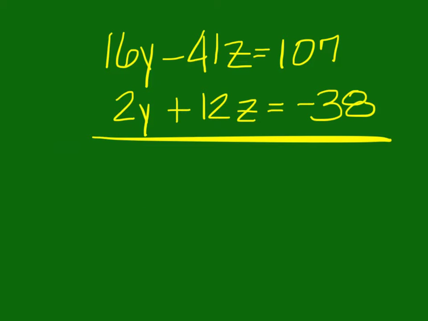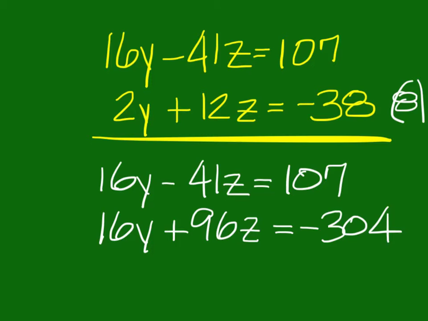Those 2 equations that we generated, the 16y minus 41z equals 107, and the 2y plus 12z equals negative 38, now have to be manipulated together so we can eliminate something. And in this one, I believe I went for the bottom equation to multiply by 8. If you multiply that bottom one by 8, the top one stays the same, so we can have 16s on the y. The bottom equation becomes 16y plus 96z equals a negative 304.